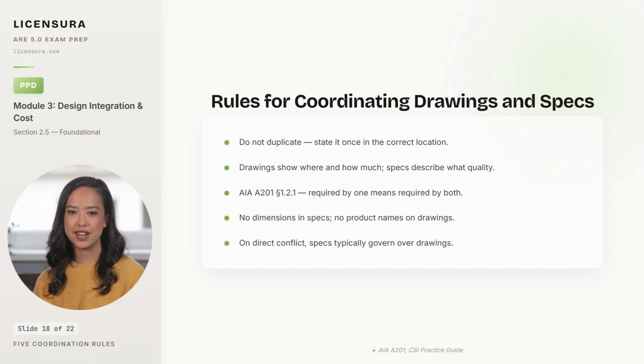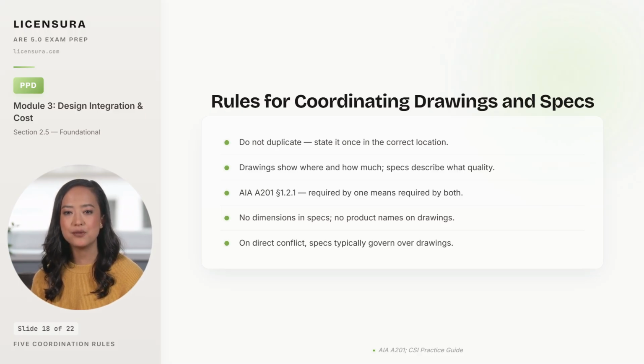AIA A201, Section 1.2.1 states that what is required by one is required by both, which means the contractor is on the hook for anything shown on the drawings or described in the specs, and the architect's omission from one document is not a defense against installing what the other shows. Do not put dimensions in specs, and do not put product names on drawings. The moment one drifts out of sync with the other, you have a conflict.